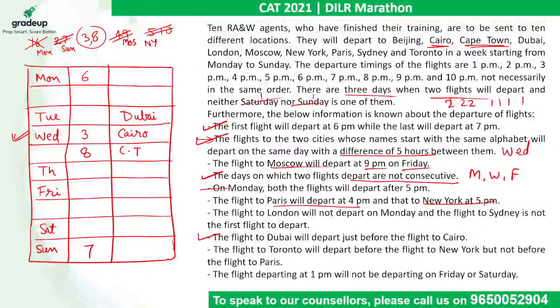ऑल राइट, नाउ सी दिस। अब क्या चीज बची है हमारे पास? This is irrelevant, right? This is something which is redundant, which is not even needed. ठीक है, this we have used: Moscow 9 p.m. on Friday, and what else is there?